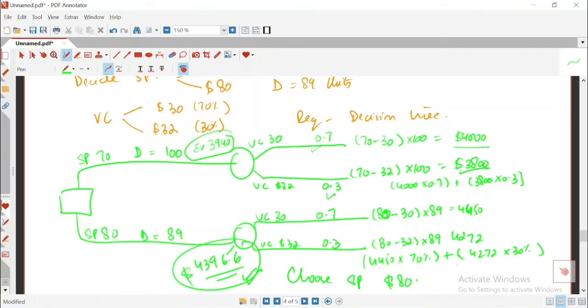Okay, so this was the chapter of risk and uncertainty.